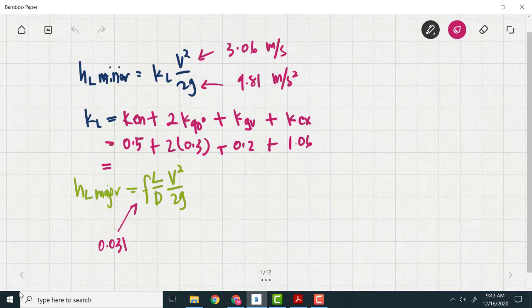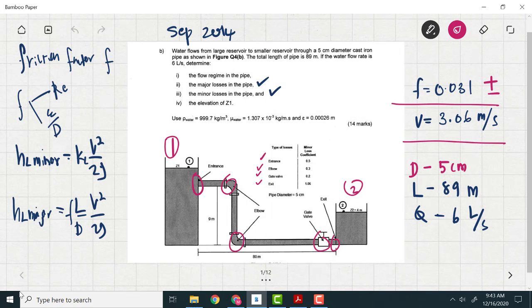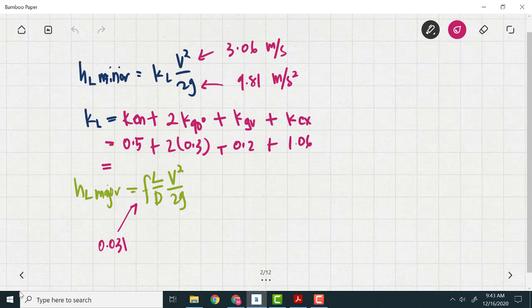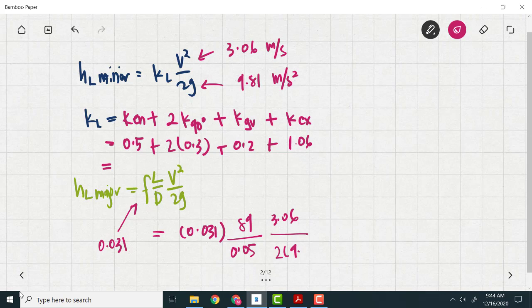and we have L and D. So L is 89 meter, D adalah 5 cm. So masukkan saja nilai L. So kalau saya masukkan nilai akan macam ni lah, 0.031, L 89 meter, D since dibagi dalam 5 cm, so kita tukarlah 0.05. So V kita dah tahu nilai dia adalah 3.06 and 2G 9.81. Kita solve sini, awak akan dapat H major.